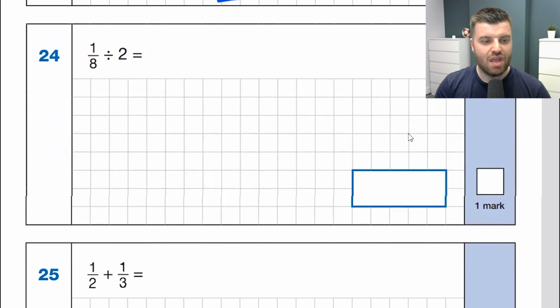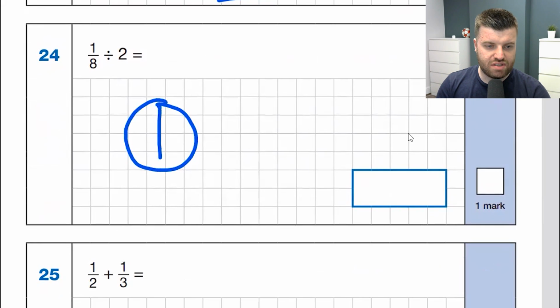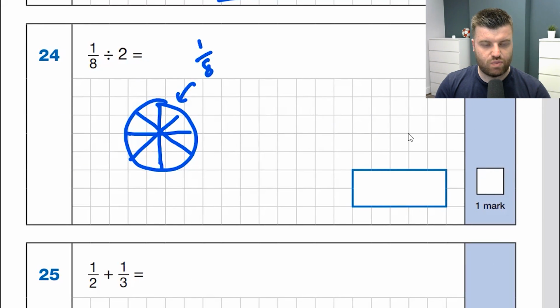Question 24. 1/8 divided by 2. Now, there's a few ways we could do this. When we're dividing, we could flip the fraction upside down and multiply. We know that. Or in this case, I'd like to just think of it as eighths like this. So imagine we've got a pizza or a cake or whatever you want it to be, and we split that into eighths. Okay, so that's 1/8. I'm going to divide that by 2.